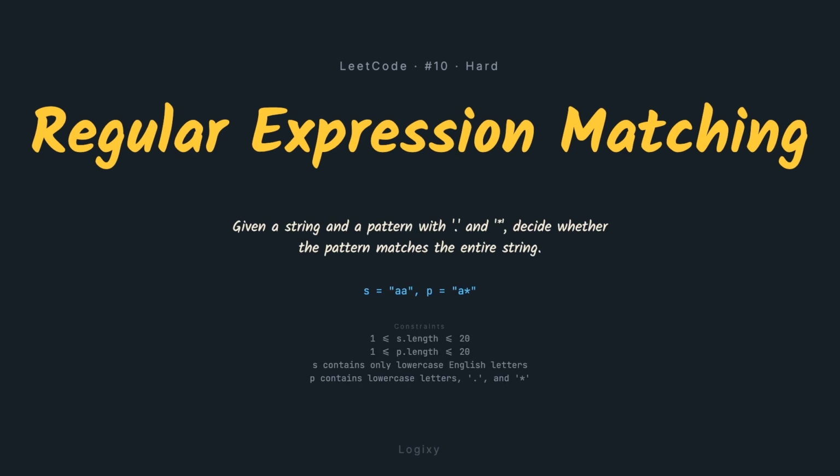Here's a question to sit with. You've got a string and a pattern with wildcards in it. Does the whole string match? 2 wildcards to learn. A dot matches any single character. A star means 0 or more copies of whatever came just before it.